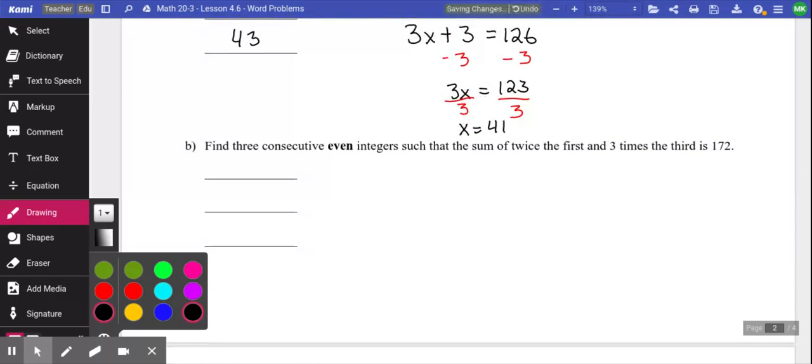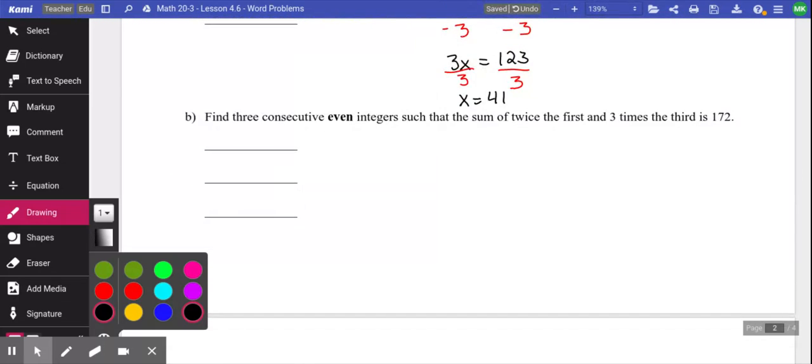Cool. If you do B, it says find three consecutive even integers such that the sum of twice the first and 3 times the third is 172. This is like a crazy question, right? Like this is crazy hard. So to do this, we have three consecutive integers. So that means the first one would be x. Because these are even numbers, that means the second one is x plus 2. And that means the third one would be x plus 4. Right? Those are our numbers.